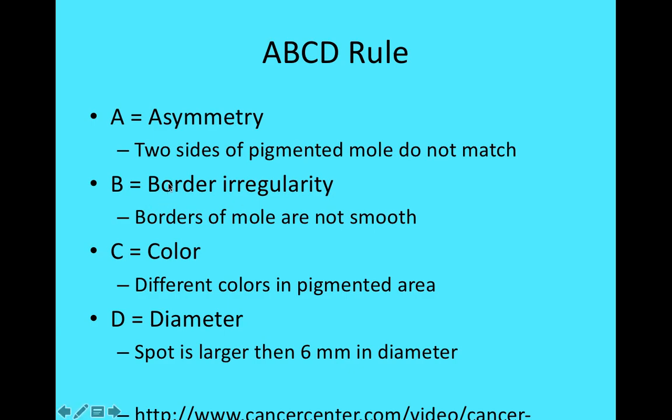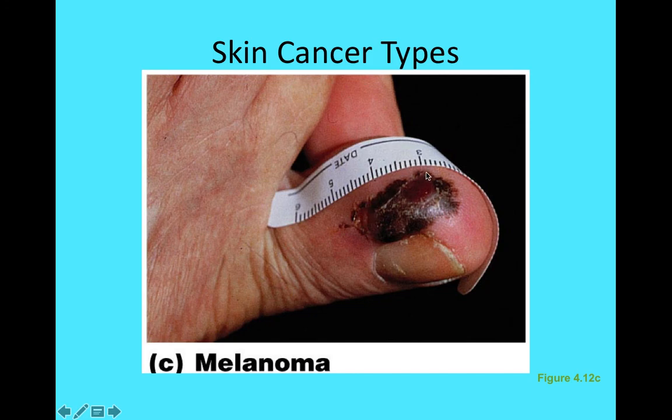So the ABCD rule: A is asymmetrical, meaning that both sides are not round together, and they do not have the same color. All of these go with the other two. You can see how it is lumpy and not symmetrical. There are sort of weird bumps. That also goes with borders. The border is not round and perfect like a benign mole would be. Color, this is two colors.